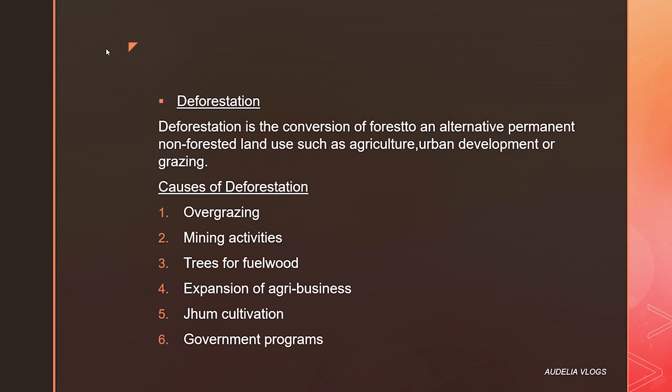Next is government programs. Some government programs also are a reason for deforestation, because government will have to build houses for the poor, or they will build industries for jobs for the people, and by such programs, dams will also be created, and such government programs also cause deforestation.